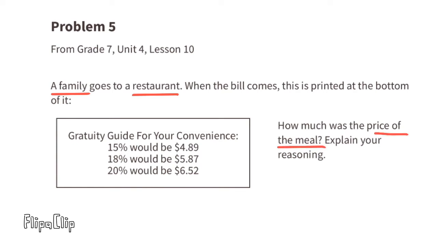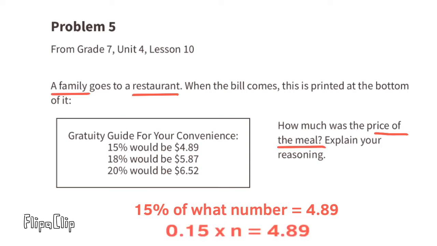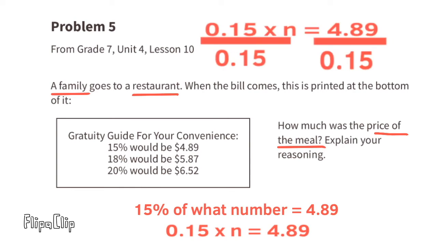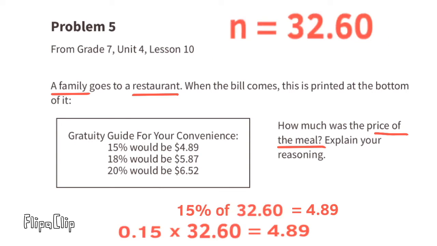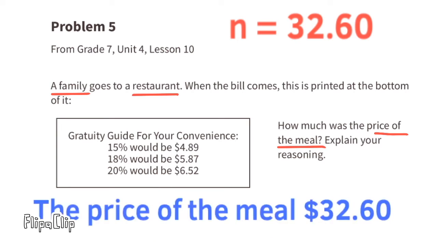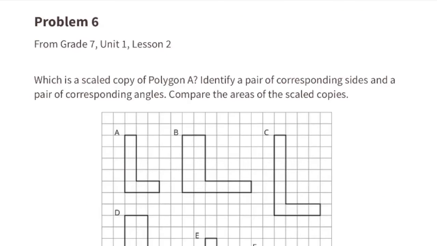Explain your reasoning. To find the price of this meal, we can ask 15% of what number equals $4.89. We can rewrite this as 0.15 times n equals 4.89. Now all we have to do is solve for n by dividing both sides by 0.15. N equals 32.60. That means that the price of the meal was $32.60.